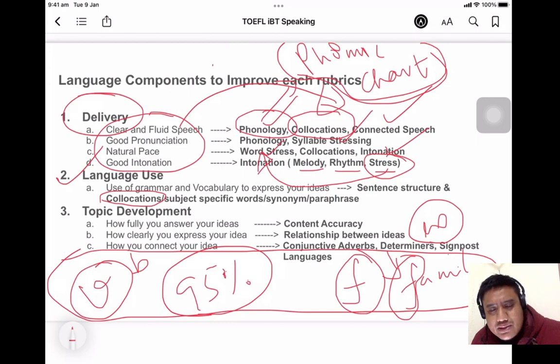So that's why it's very important. I would say forget about grammar and just concentrate on collocations. If you can get your collocations right, then you can reduce grammatical errors by a huge margin. So these are some of my recommendations for your language use.